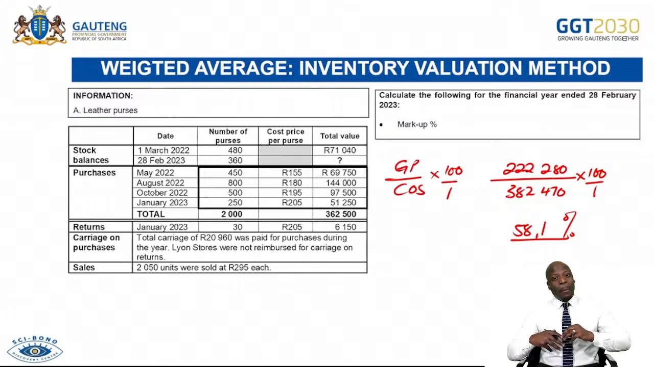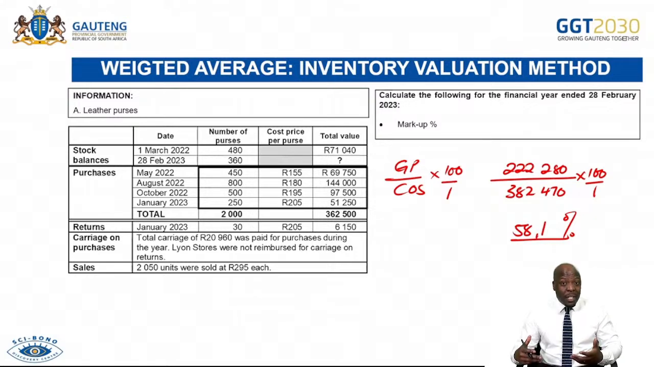So we pushed the limits of this particular question paper a bit so that we can enjoy some calculations. We're able to calculate cost of sales. From cost of sales, we calculated gross profit. From gross profit, we calculated the markup percentage. These are calculations that you should familiarize yourself with.